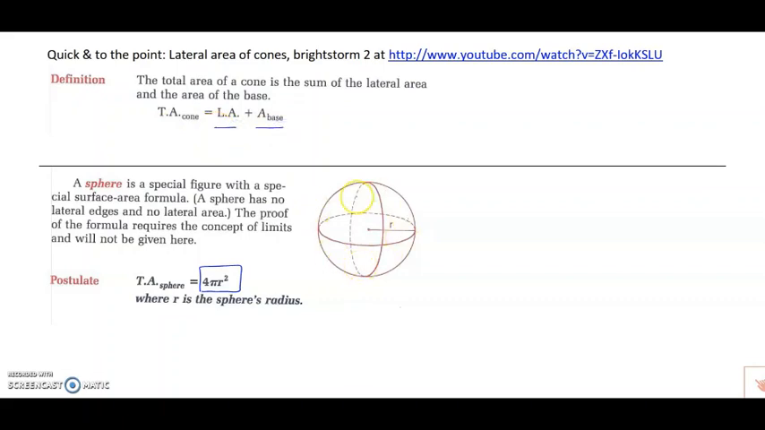In a sphere, there is no base. For a sphere, the formula is 4 pi r squared to find the total outside area of a sphere.